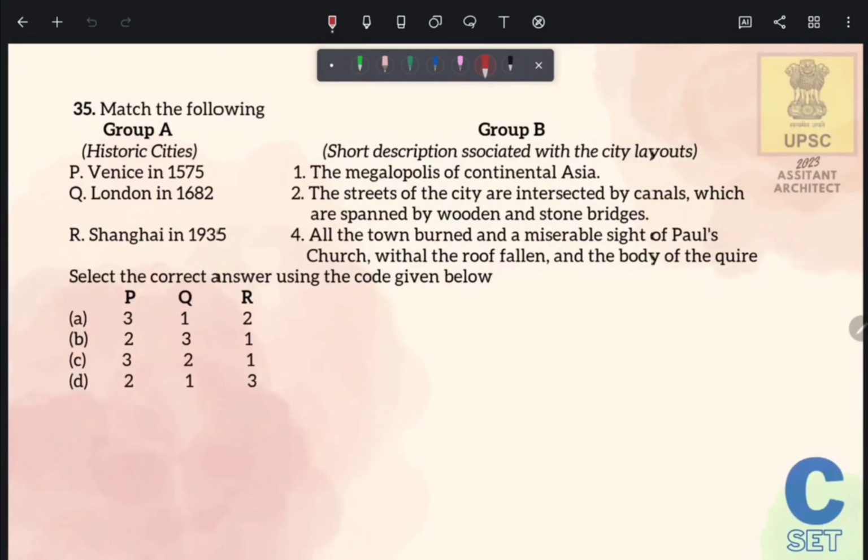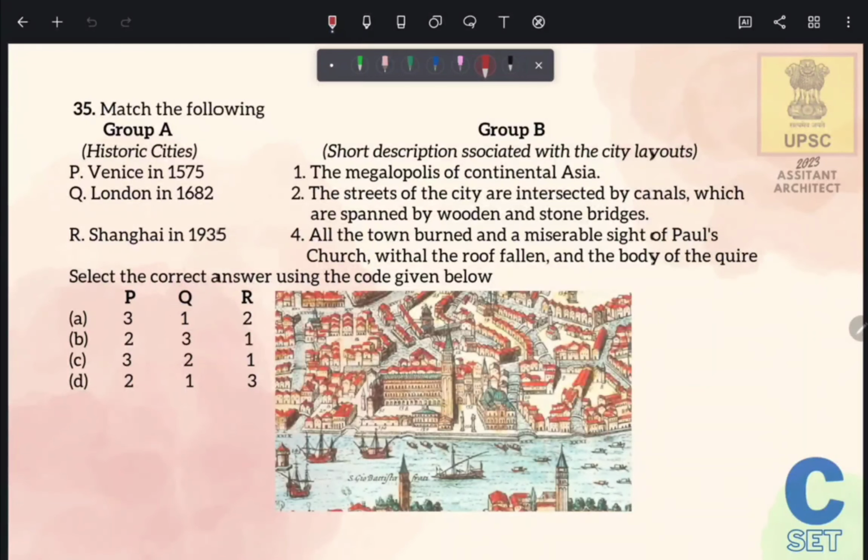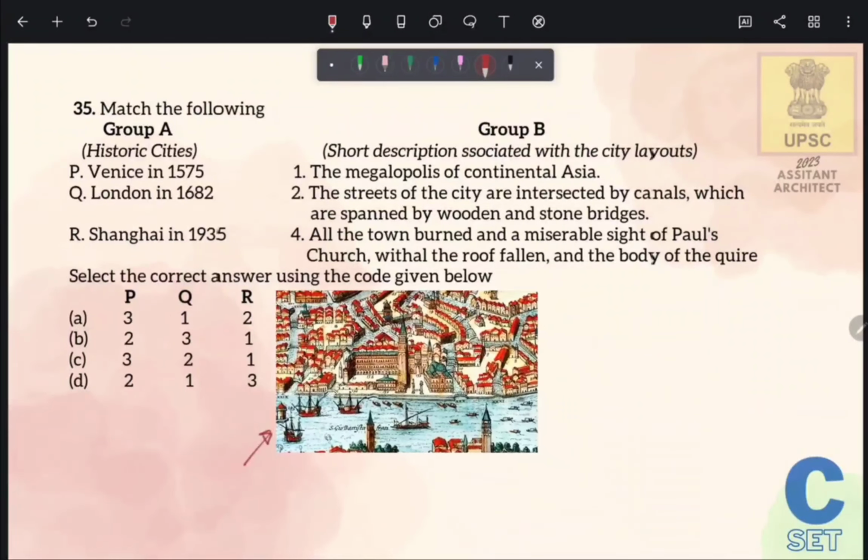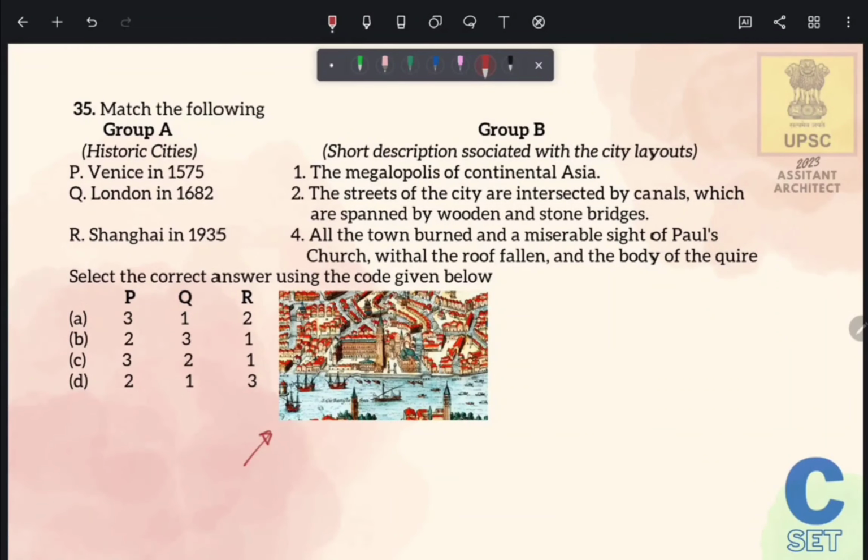So in group A, we are given some historic cities and we have to match them with their city layouts, which are given in group B. So let's see all the statements one by one. P statement is Venice in 1575. So friends, Venice city is situated on the bank of the Po and Piave rivers, and in 1575 it had lots of canals and bridges made of wood. So this is the image of Venice city in 1575. You can see lots of intersecting canals. The layout of Venice city was such that the streets of the city are intersected by canals which are spanned by wooden and stone bridges.